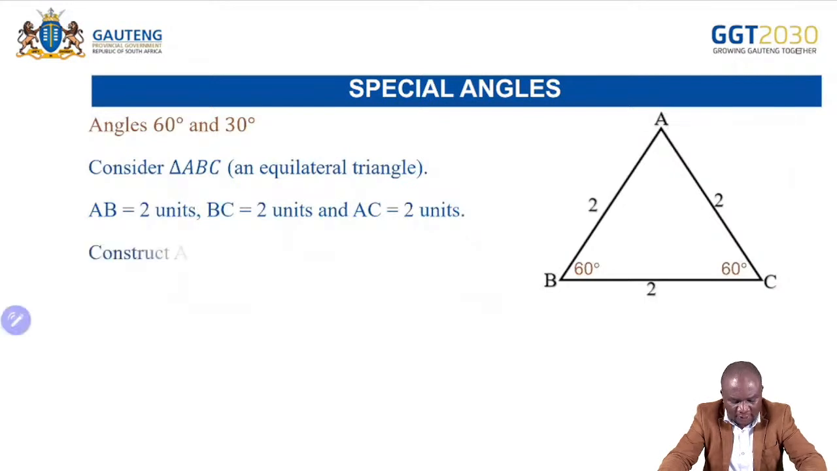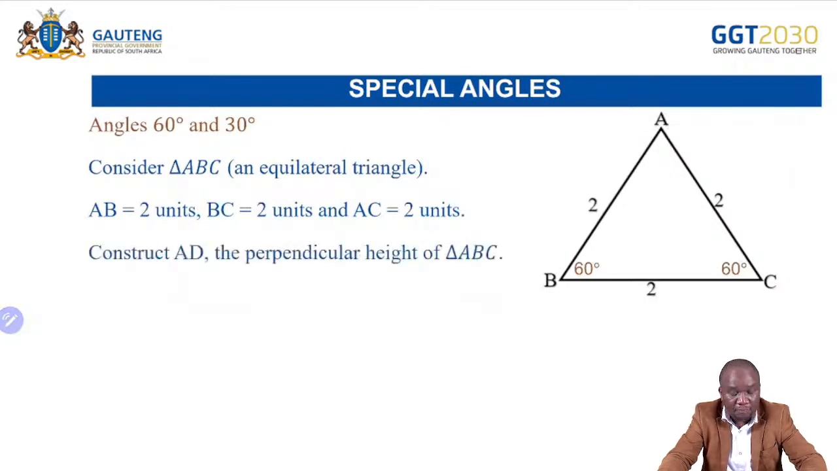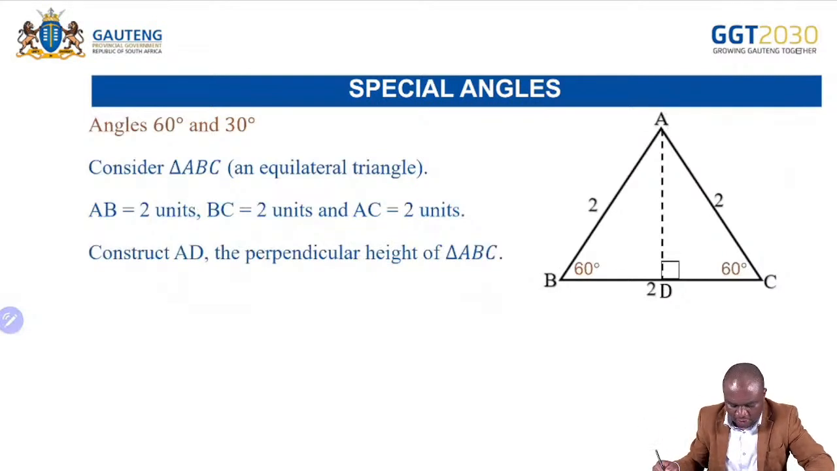Just drawing a line. So we're going to construct AD, the perpendicular height of triangle ABC. So we're going to draw AD, which is the perpendicular height of triangle ABC, like this. And then let's do that. Okay, let me explain everything, then we'll write our notes once.